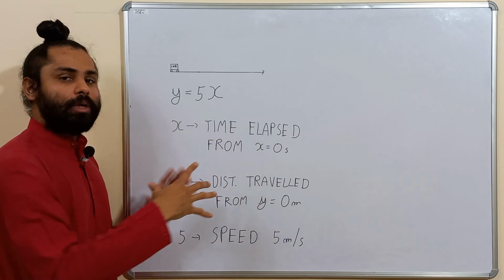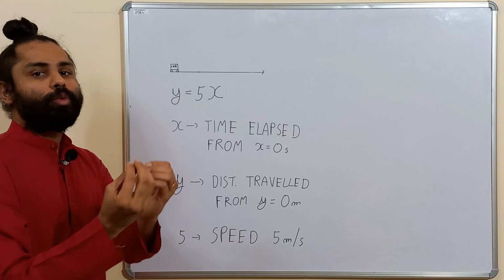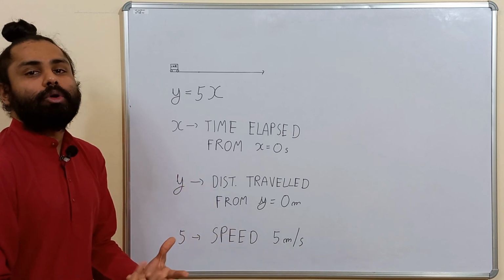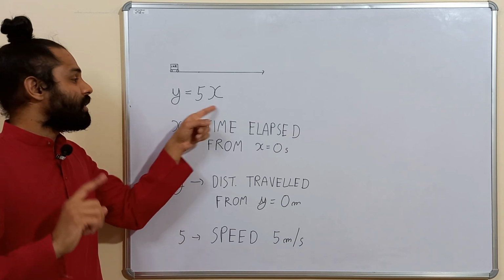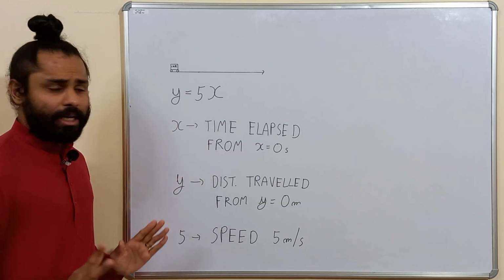Now, this whole story, if you remember from the previous video, we were able to encapsulate and make into what we call a mathematical model. And the simplest form of mathematical model is an equation. And this is what we landed up with at the end of the first lesson. Y is equal to 5x. And this was perfectly great.